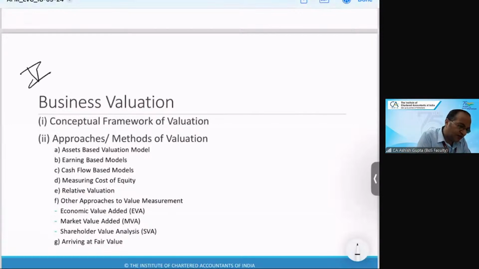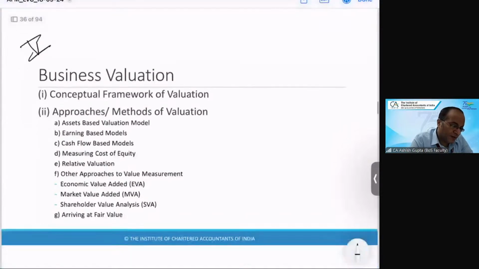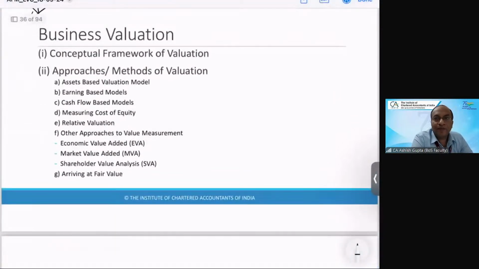Now we come to the first topic of section 5. Here our topic starts with business valuation. When we talk about business valuation, this topic covers how we value a business. We have discussed the valuation of securities. Now when we talk about the valuation of a business, it covers valuation from various perspectives.